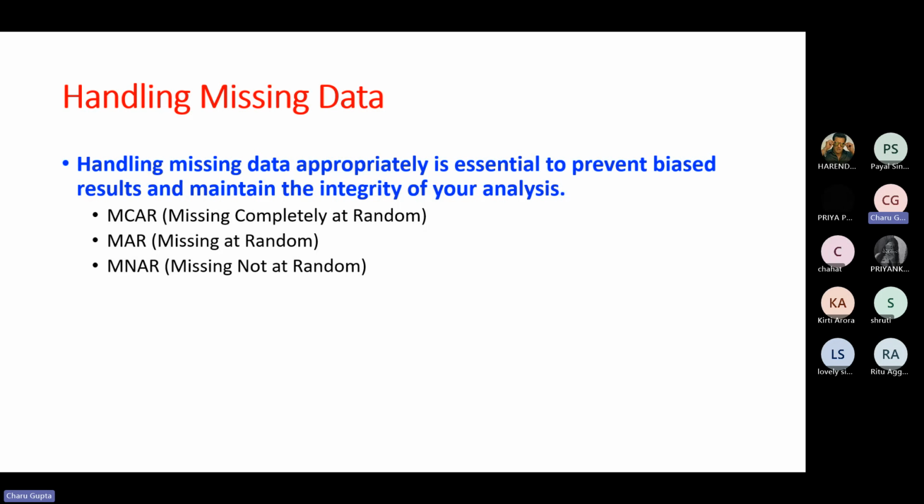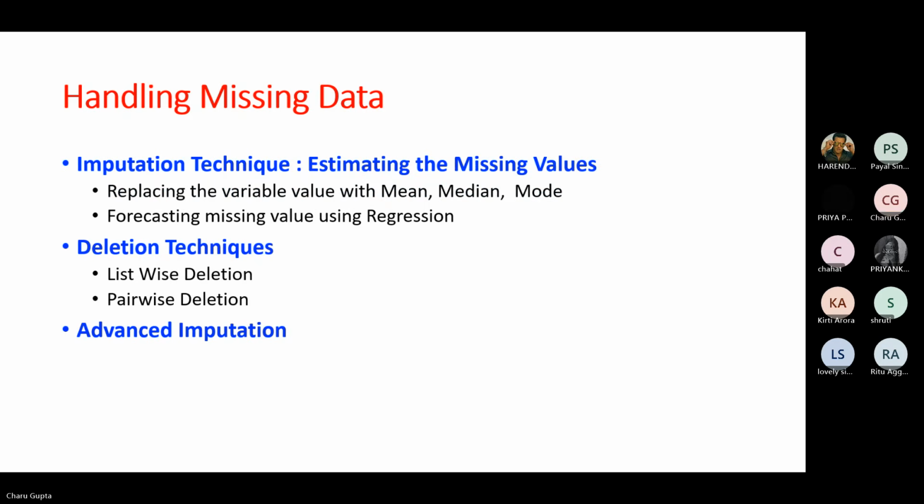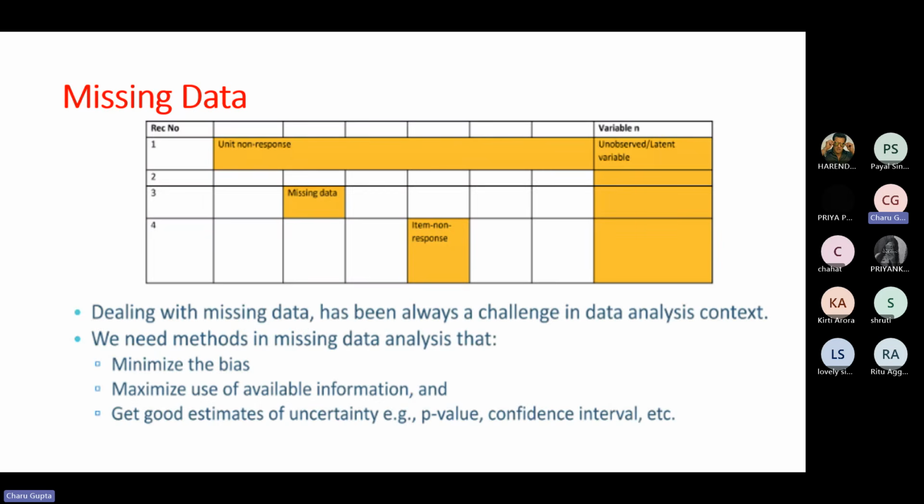After that we talk about handling missing data. Missing data are of three types: missing completely at random, missing at random, and missing not at random. We have three different techniques. One is imputation techniques, wherein we estimate the missing values. Second is the deletion technique, we delete it. And the third one is advanced imputation. Missing data, for example, this is a data that has been collected. Here some people did not respond or some people left some data, okay? We call it missing data.